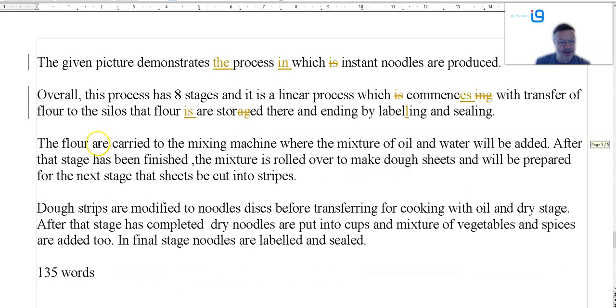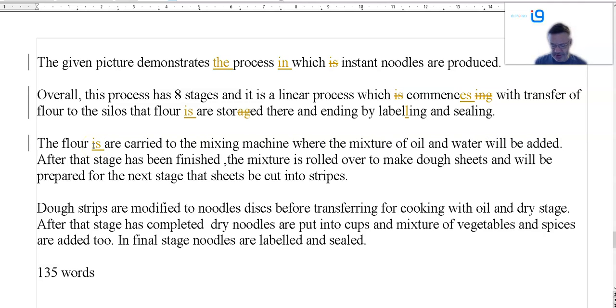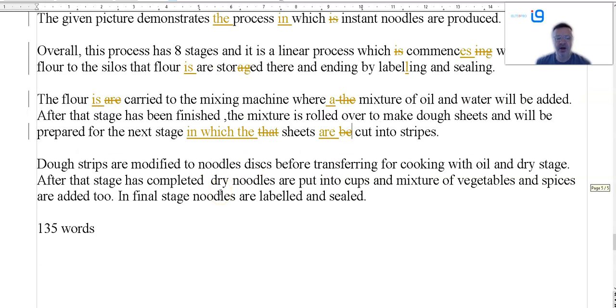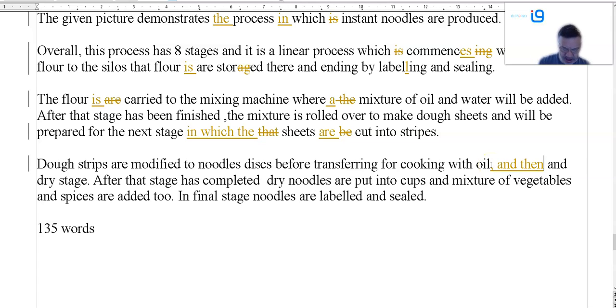Okay. Flour is usually uncountable now. "Flour is fed into a mixing machine, which involves a mixture. After that stage has been finished, the mixture is rolled over to make dough sheets, prepared for the next stage, in which the sheets are cut into strips. Dough strips are modified into noodles before transferring for cooking with oil and drying."